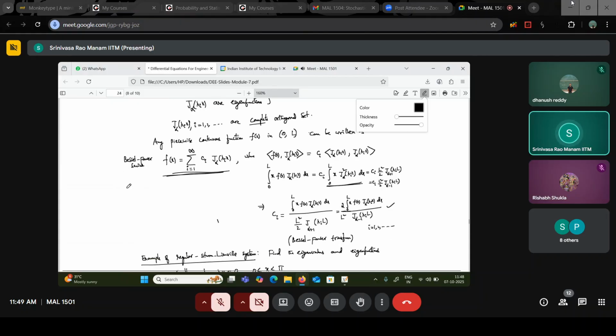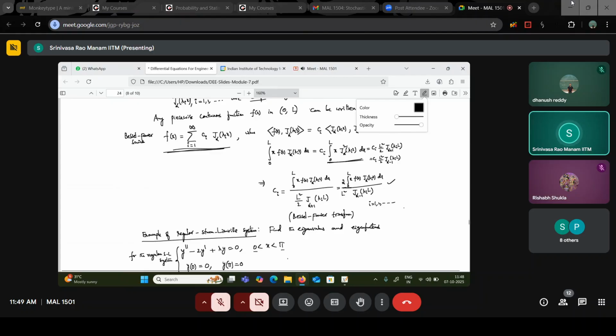The corresponding c_i's you get using the dot product. Those are your Bessel Fourier coefficients, or Bessel Fourier transform. This Bessel series is actually the Bessel Fourier series, or the inverse Fourier transform if you want to call it.